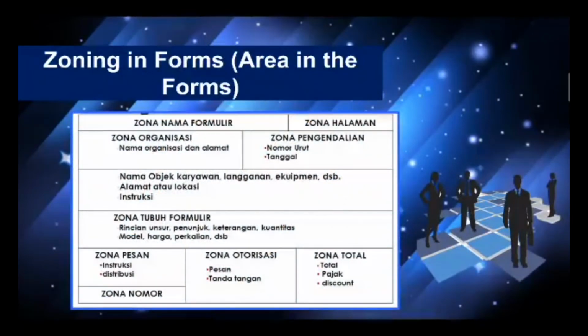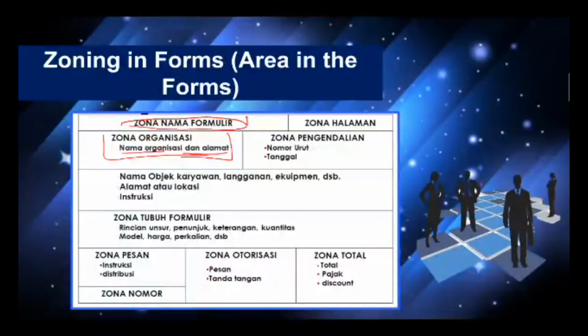I'm sorry, I use this example from the Mulyadi book. There is the zone for the name of the form. Maybe we can set it as invoice, or if we see here, this is a sales invoice. Okay? This is the zone for the organization: the name of the organization, address, and sometimes phone.